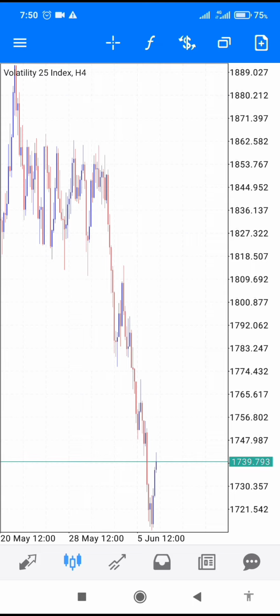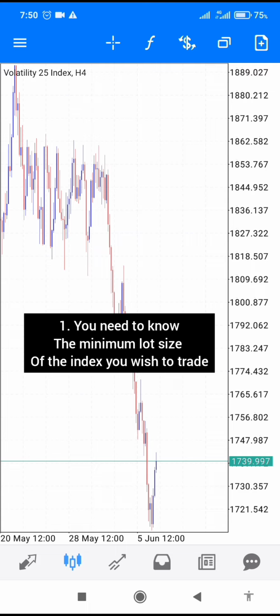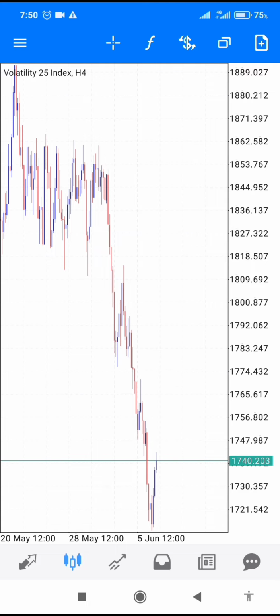The first thing is that for the index you want to trade, you need to know the smallest lot size of that particular index. That is the first thing. So once you know the minimum lot size, then you decide the lot size you wish to use. I'm going to be using 0.01 as an example. So I wish to use 0.01 as the lot size right now.